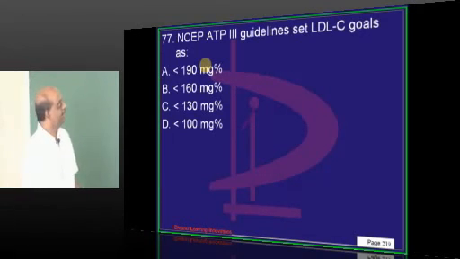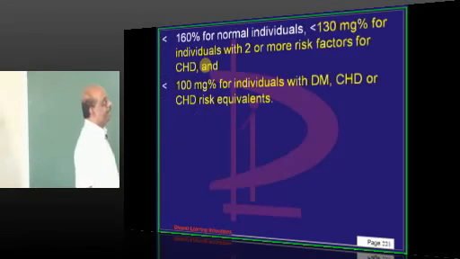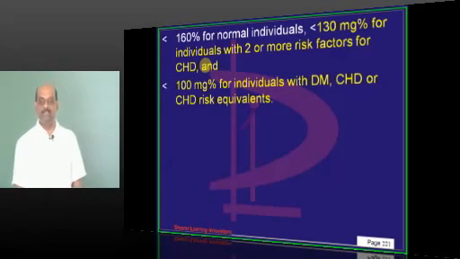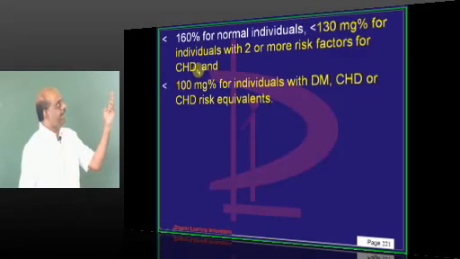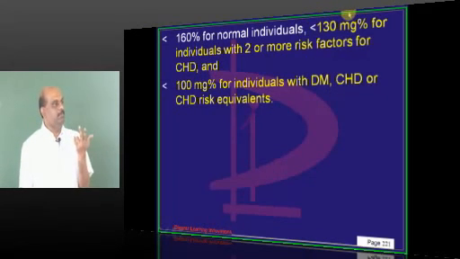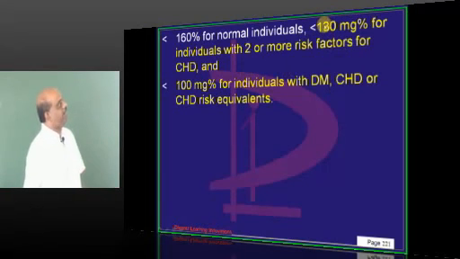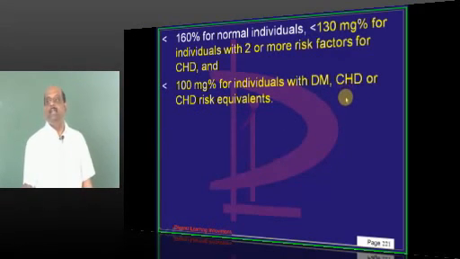Sir, that is D, sir, less than 100. There are a few provisions, doctor. Female reservation quota will be there, a lot of things. Ultimately you do not get the seat because of your rank. See, less than 160 for a normal guy. Normal guy means one wife, two children and a single income earner: 160. For someone who has two risk factors, drinking alcohol and smoking, less than 130. If he also has diabetes and CHD or CHD risk equivalents, coronary heart disease risk equivalents, then less than 100. You must know the criteria.